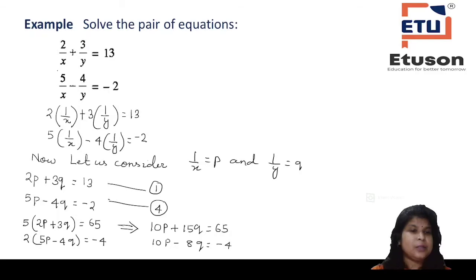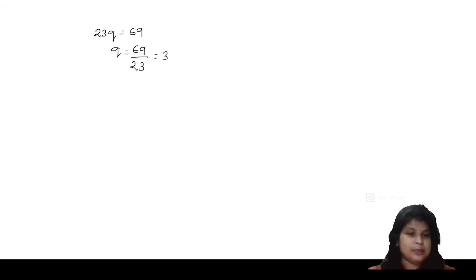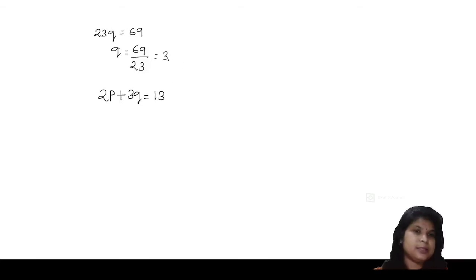2p plus 3q equal to 13. So, I am taking the first equation. Let me write here 2p plus 3q is equal to 13. Let us put q is equal to 3. It implies 2 into p plus 3 into 3 is equal to 13.